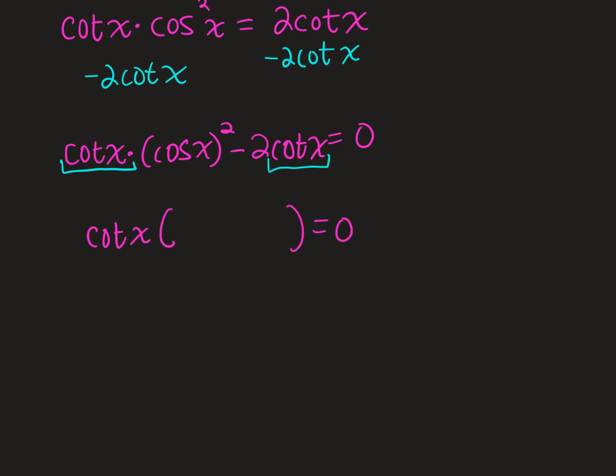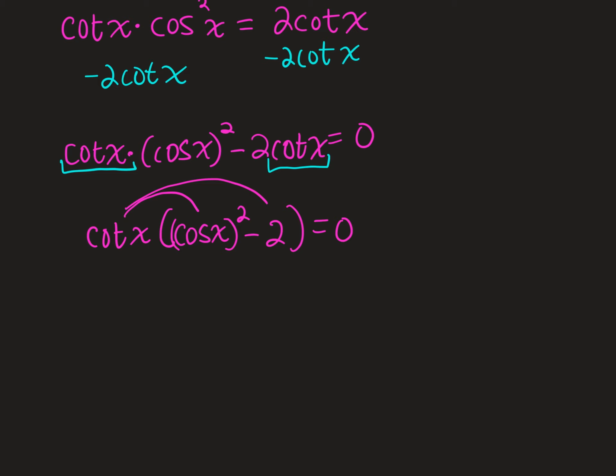And then once again, we have to think about what's going to be left. So I would have to multiply cotangent of x by something to get cotangent times cosine squared. What would that something be? Cosine squared, good. And then what would I multiply cotangent of x by to get 2 cotangent of x? Yep. So really, when you identify what your GCF is, most of the time, if you cover it up, you'll kind of see what you're going to have left.